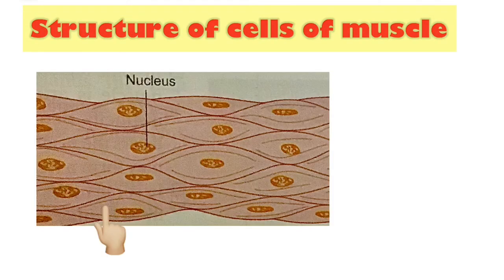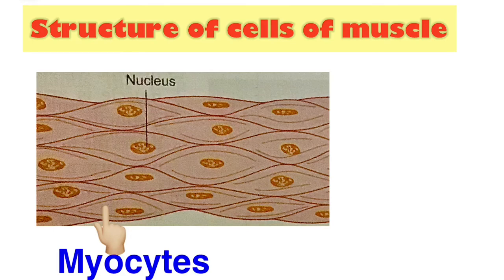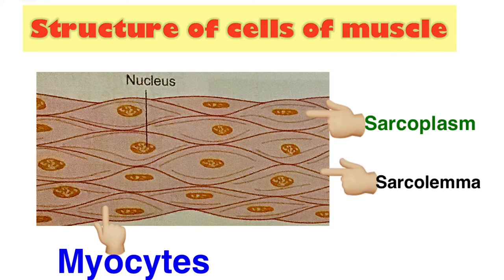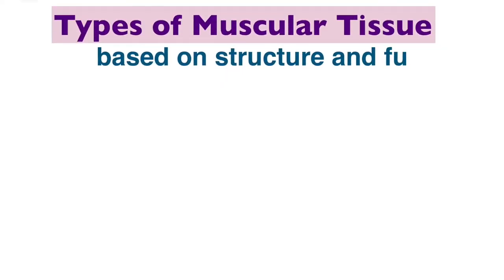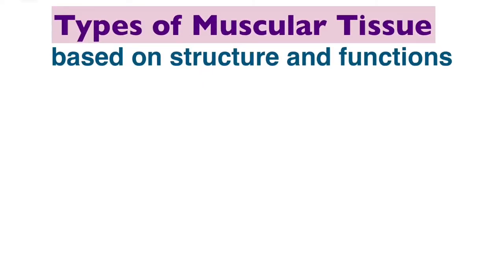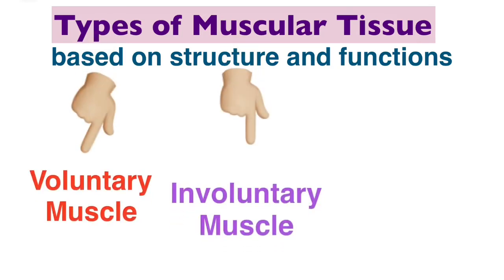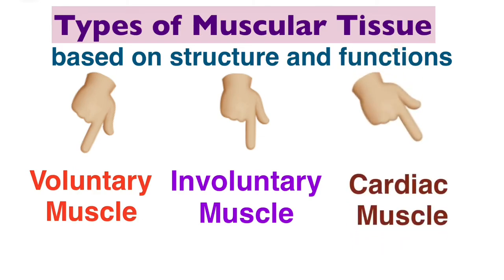Structure of the cells of muscular tissue. The cells of the muscular tissue are called myocytes. The cytoplasm of myocytes is called sarcoplasm. The cell membrane of myocytes is called sarcolemma. Inside the sarcoplasm, the muscle fibers are present. The muscle fibers are called myofibrils. Based on structures and function, muscular tissue are divided into three groups primarily. They are voluntary muscles, involuntary muscles, and cardiac muscles.